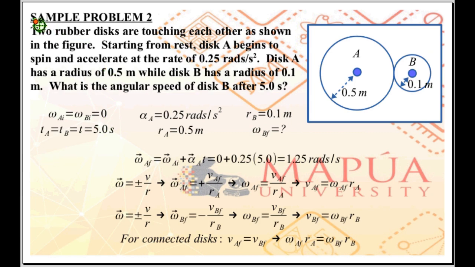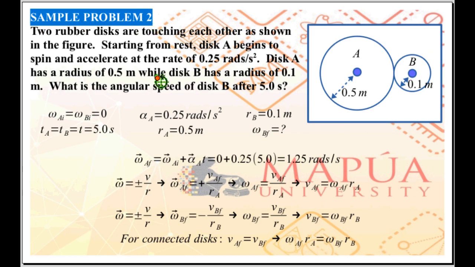So we have sample problem number 2. 2 rubber discs are touching each other as shown in the figure. You have disc A, radius of 0.5 meters. The pivot point is at the center of the disc. You have disc B, radius 0.1 meters. The pivot point of disc B is likewise at the center of the disc.